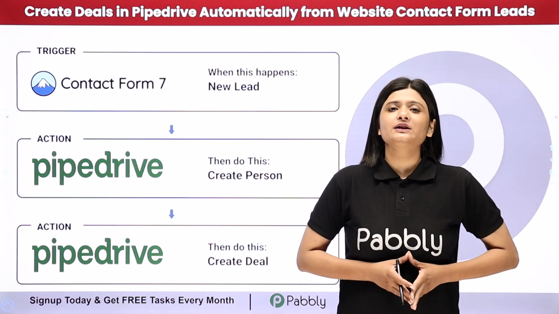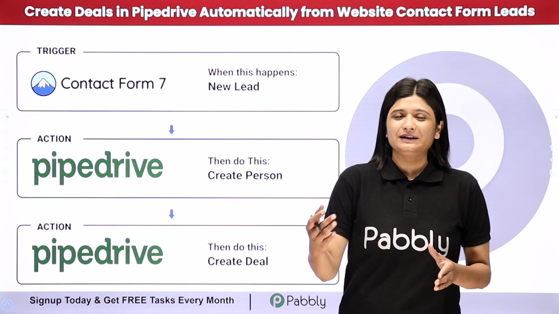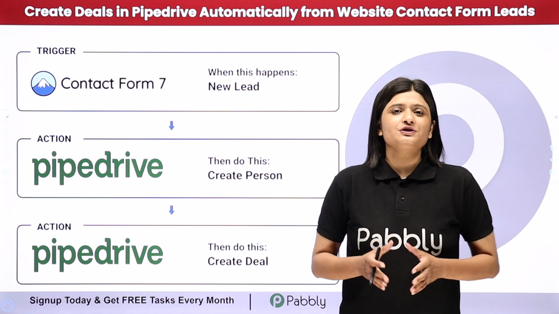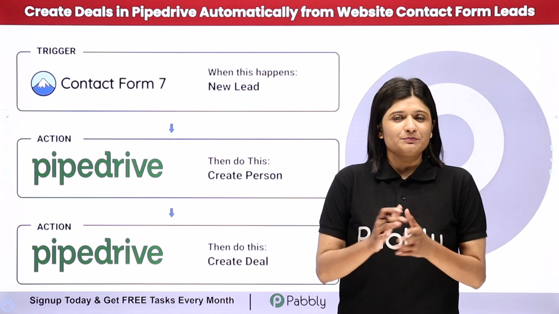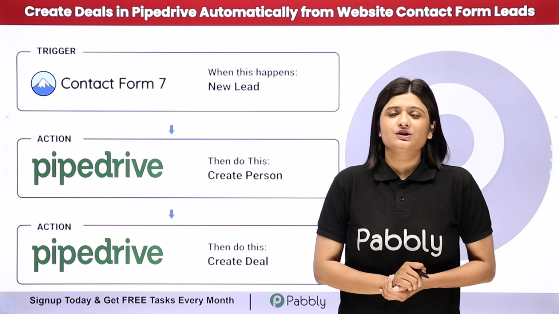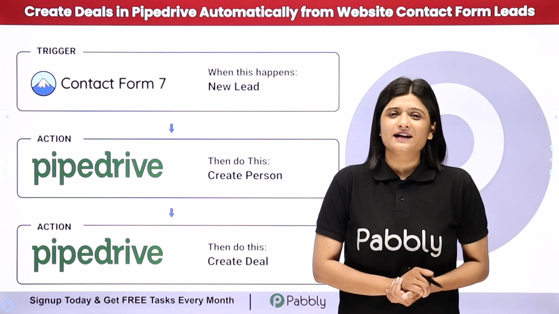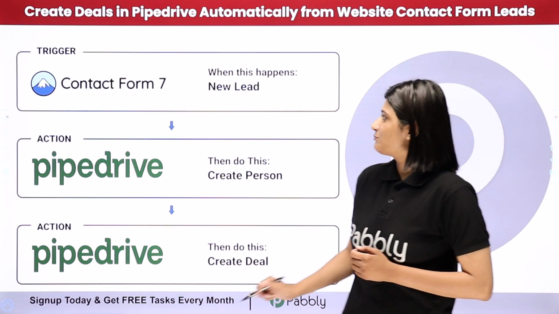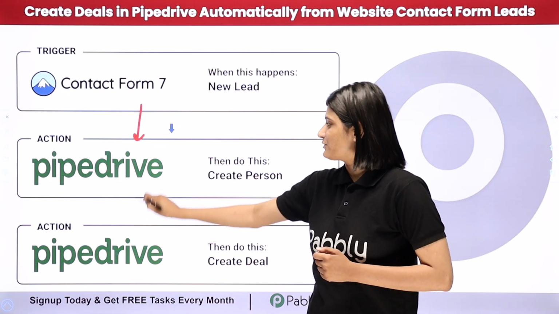Doing this manually will consume a lot of my time, so I've completely automated this process, and to do this automation, I am going to use Pabbly Connect. Pabbly Connect is an amazing automation and integration software which requires no coding or programming skills. Here I just need to build a connection between Contact Form 7 and Pipedrive.